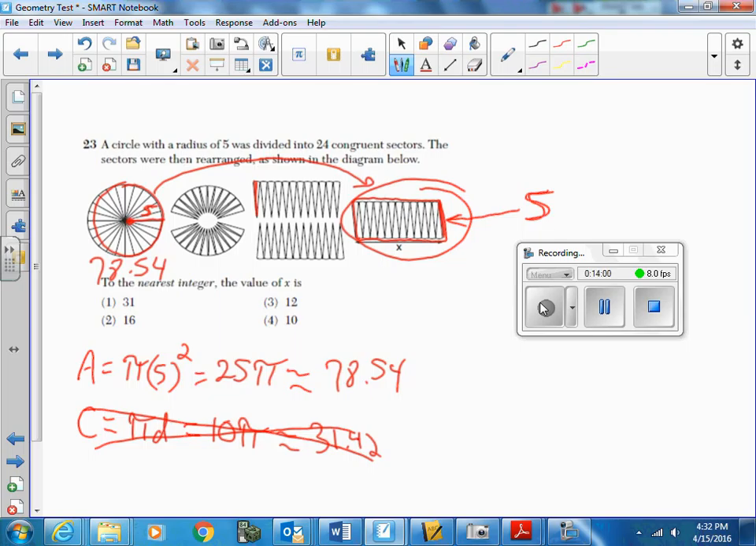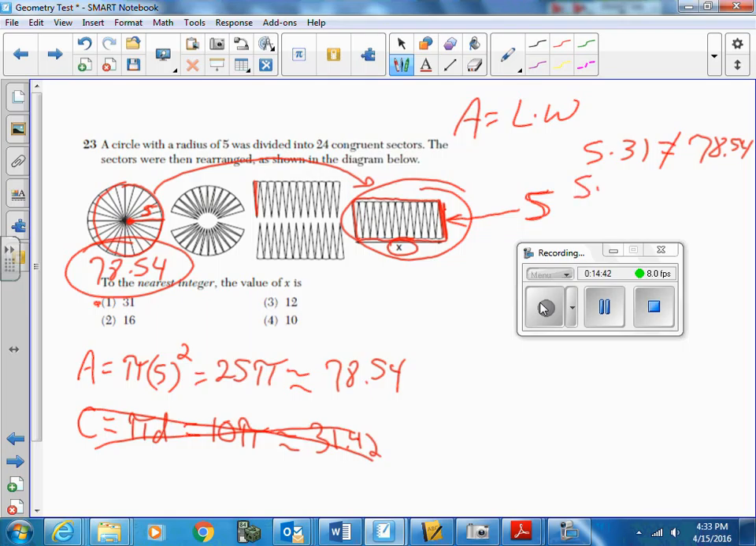So you basically have a rectangle, but we want to know what x is. Well, if we know one side is 5, we know the area of a rectangle is length times width. If we know the 5, we have to think to ourselves, 5 times what will give me this 78.54? Well, it's a good thing it's multiple choice, so we can just say, well, 5 times what? Well, will 5 times 31 give me 78.54? No. And hopefully you can figure that out pretty quick. So that's not right. Well, what about 16?